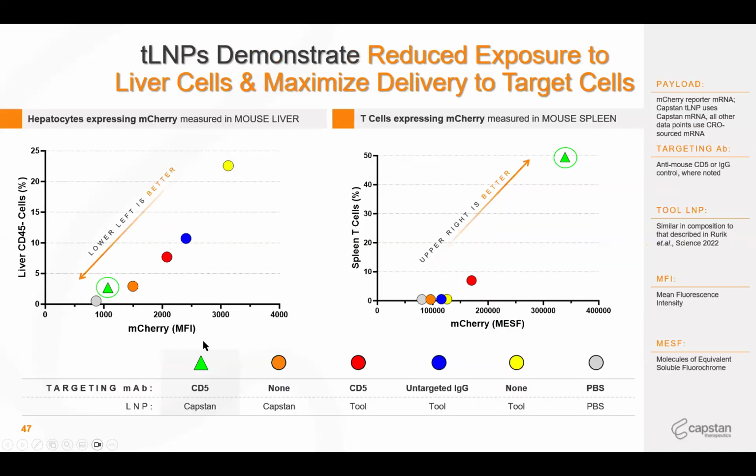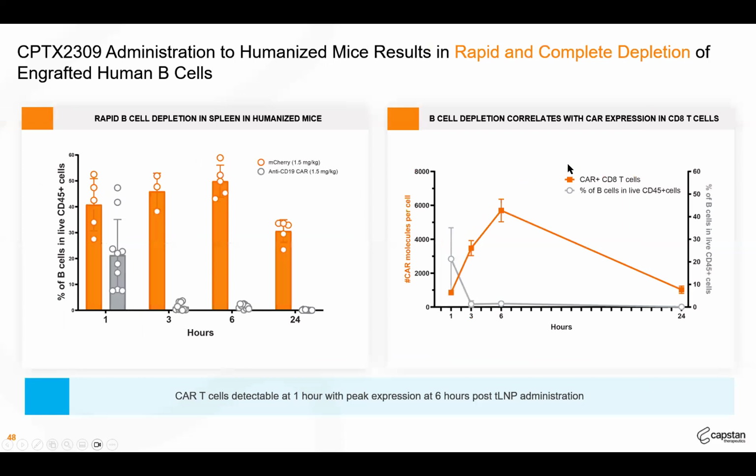To look at that in a graphic form, on the left here, this axis is liver CD45 cells. So lower left is better. This is an mCherry reporter gene. This is that CD5 targeted Capstan, and this is the COVID vaccine. And then on the spleen here, upper right is better. So here is the COVID vaccine LNP, and here is the targeted Capstan LNP.